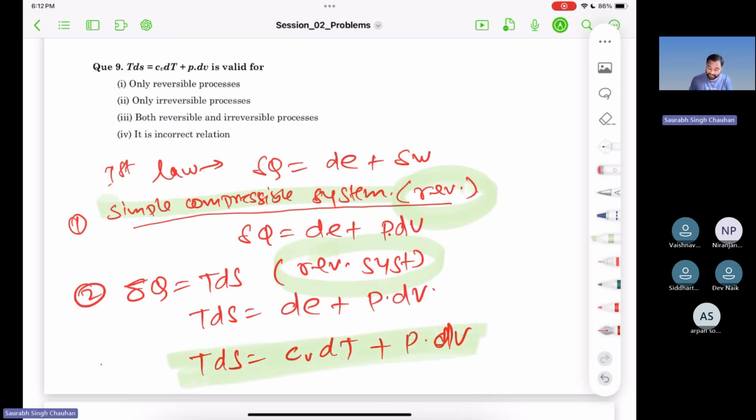So now if I ask whether TdS equals CV dT plus PdV is valid for reversible, or irreversible, or both reversible and irreversible, or it is incorrect. It is not incorrect. You must have guessed that, right? We have derived it correctly, so it is not incorrect. So now you just have to answer whether it is applicable for reversible ones, or irreversible, or for both.